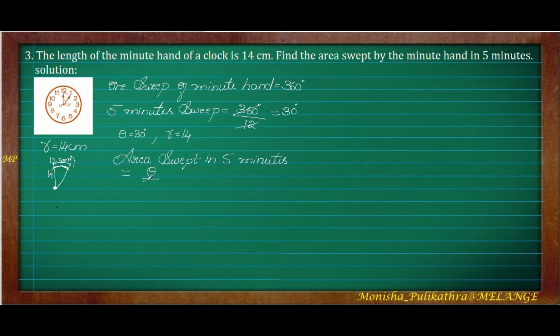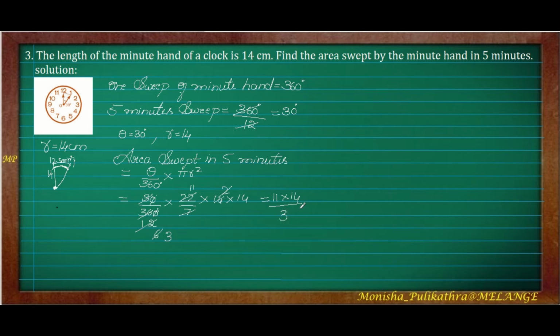Again the formula is theta by 360 degree into pi r square. So we know the value of theta, that is 30 degree divided by 360, into 22 by 7, and r is 14 square, so 14 into 14. So the zeros get cancelled. 3 ones are 3, 3 12s are 36. Next 7 2s are 14, so 2 7s are 14 and 2 11s are 22. Again 2 1s are 2, 2 7s are 14. So remaining will be 11 into 14 divided by 3.